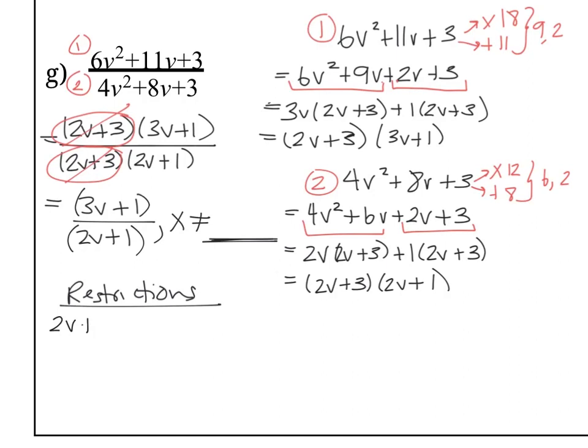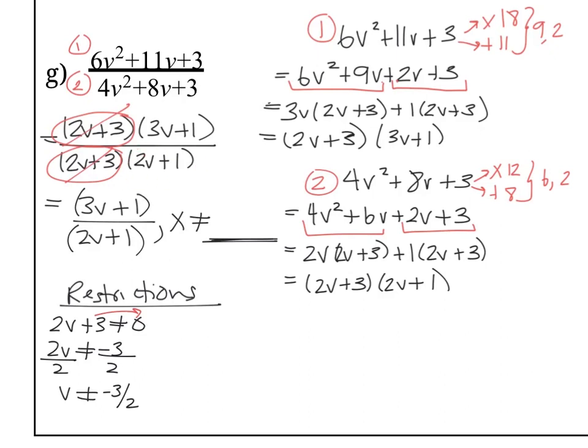So 2v plus 3 cannot equal 0. So let's isolate for v. So I'm going to bring that plus 3 onto the other side. We have 2v cannot equal negative 3. And then I'm going to divide by 2 and divide by 2. And I'll be left with v cannot equal negative 3 over 2. So that's our first restriction.